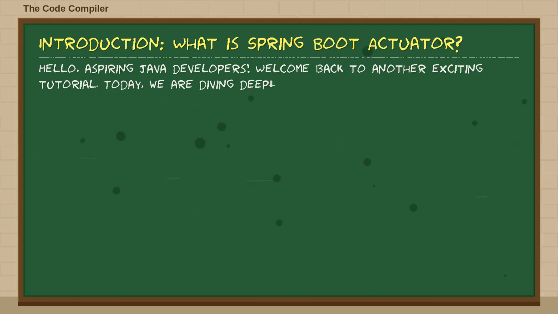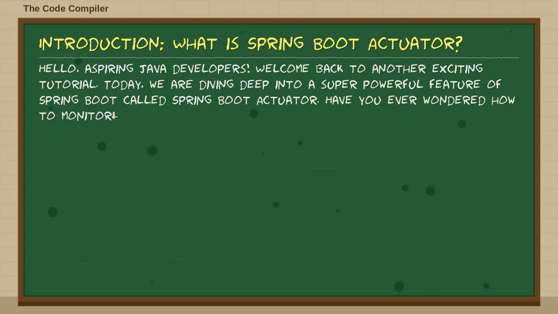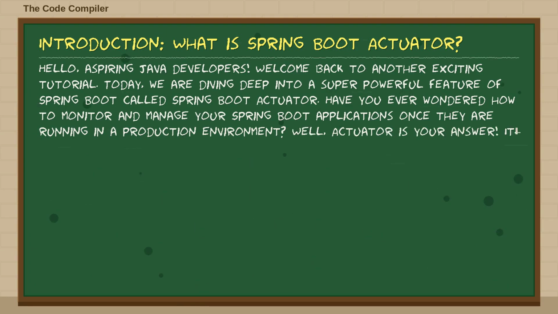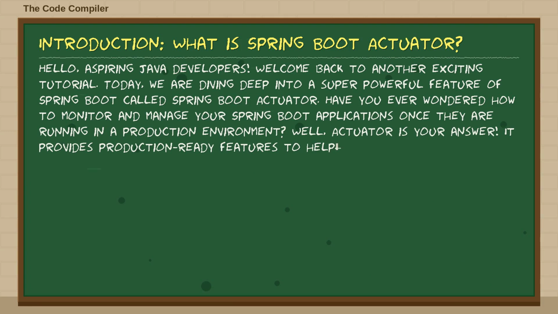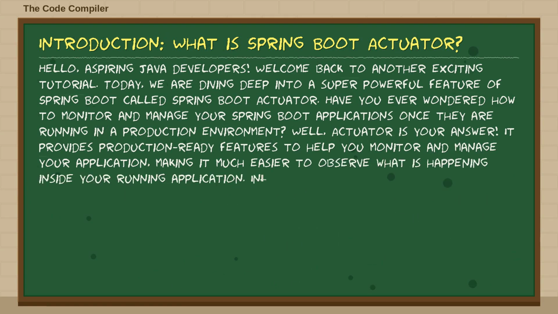Today, we are diving deep into a super powerful feature of Spring Boot called Spring Boot Actuator. Have you ever wondered how to monitor and manage your Spring Boot applications once they are running in a production environment? Well, Actuator is your answer. It provides production-ready features to help you monitor and manage your application, making it much easier to observe what is happening inside your running application.